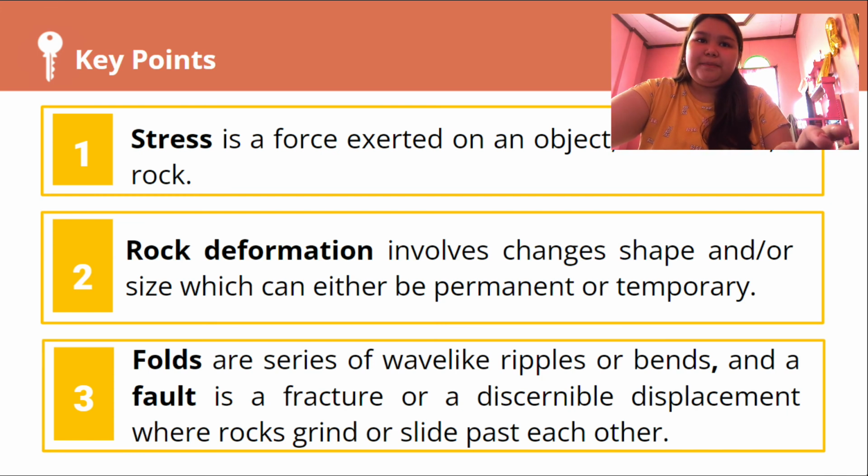So these are the key points that we are going to remember. Stress is a force exerted on an object, in this case, a rock. Rock deformation involves changes in shape and or size which can either be permanent or temporary. Folds are series of wave-like ripples or bends, and a fault is a fracture or a discernible displacement.